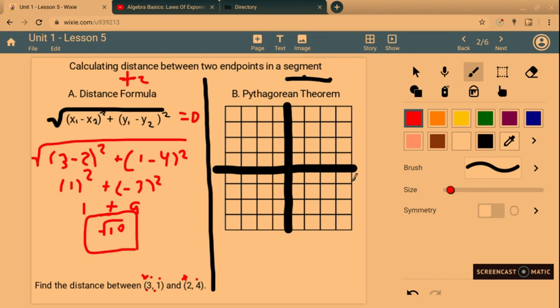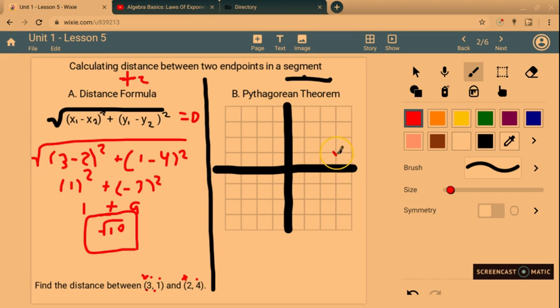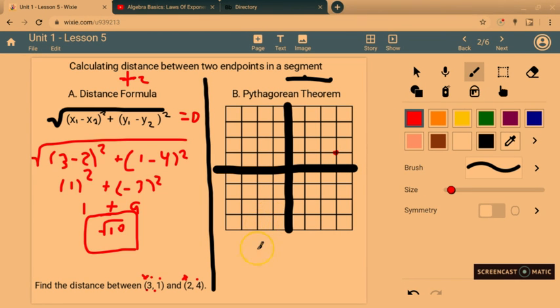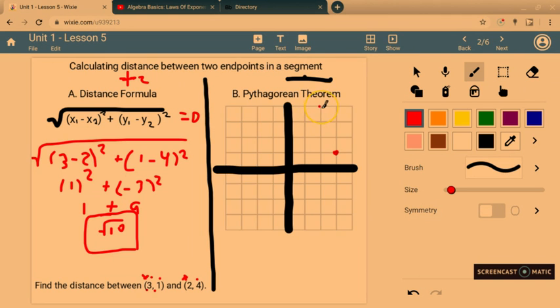This one is easier, but you might not always be able to do it if you don't have graph paper, or if the graph paper that you're given does not have enough spaces to do the numbers. So if it had been like 7 or 8, it wouldn't work for this one because it only has 4. All right, so first of all, you have to plot the points. So that's 3, 1. That's where our first endpoint is. And then you have 2, 4. 1, 2, 3, 4. Okay. Oh, sorry, that would be right here, actually.